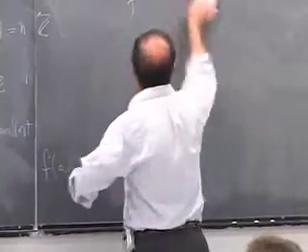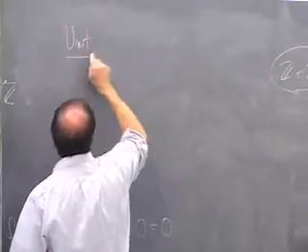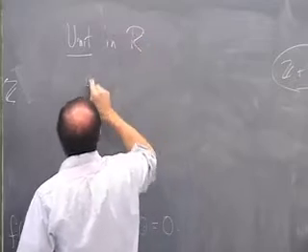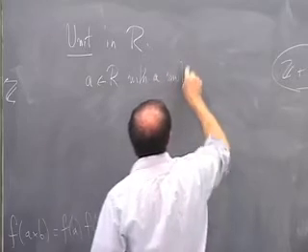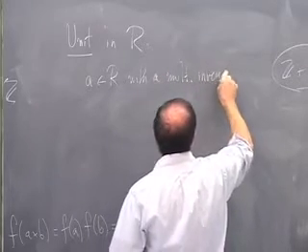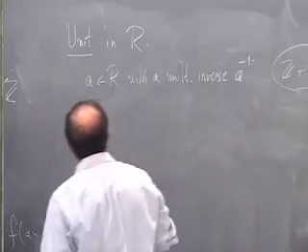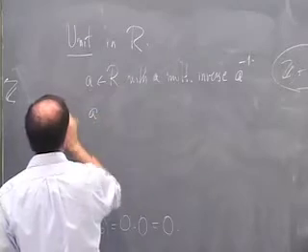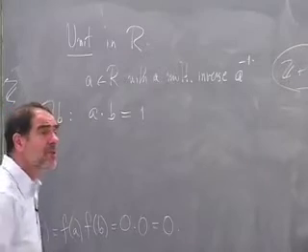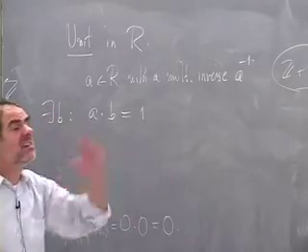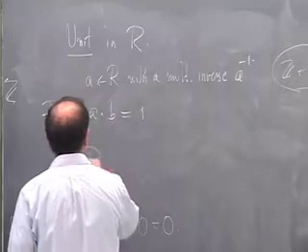And the final piece of terminology is what a unit is. A unit is an element A in R with a multiplicative inverse, i.e., there exists some element B such that A times B is 1. Okay, we saw in endomorphism rings, the units were the isomorphisms. The invertible elements are the isomorphisms. The set of all units is denoted by R star.